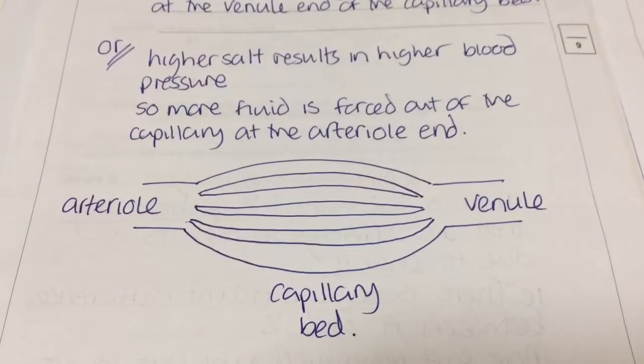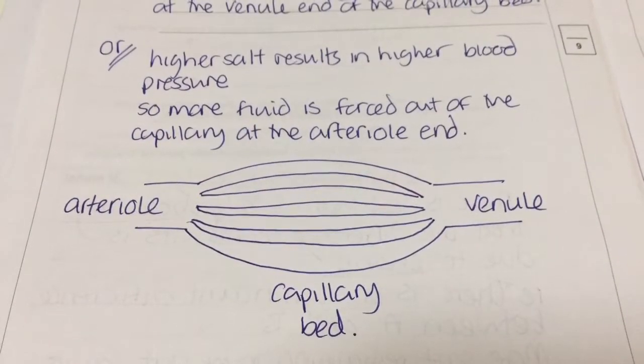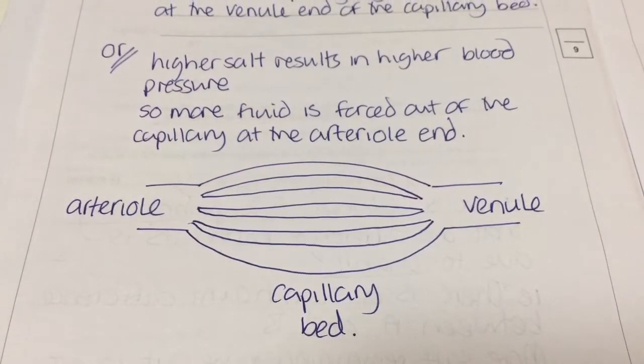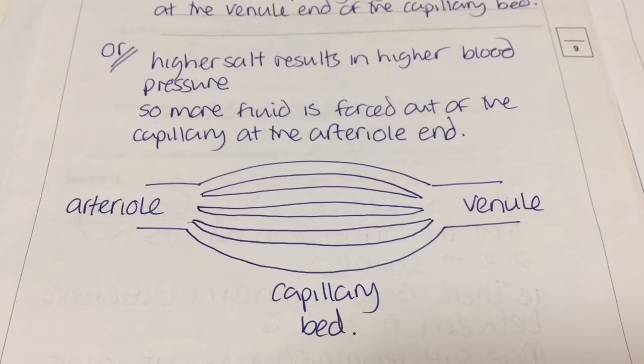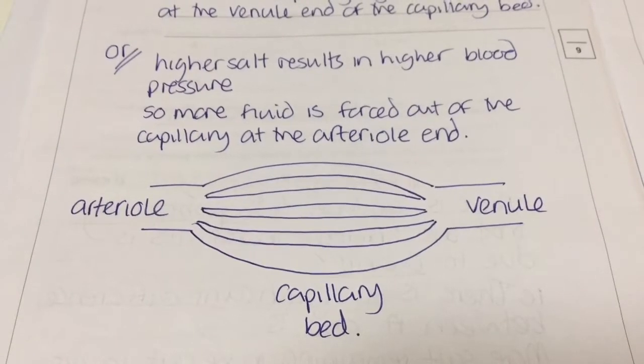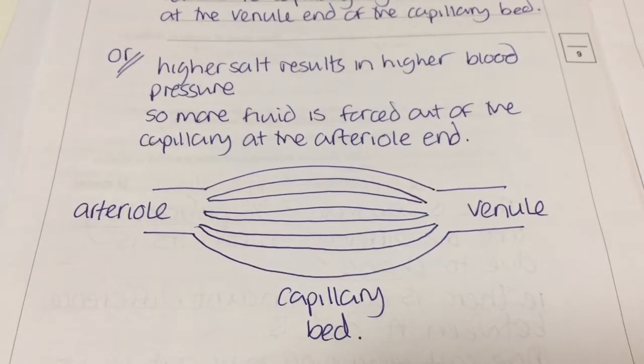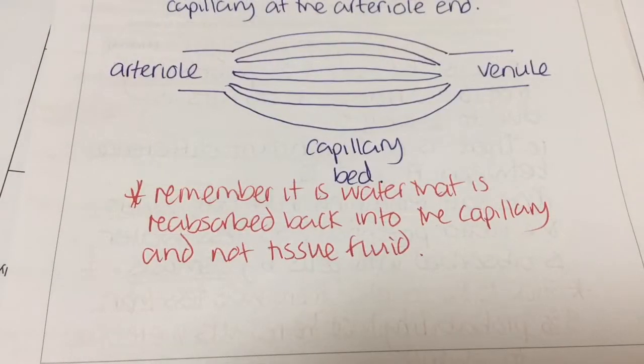Alternatively, we could have come from the other end of the capillary bed. We could have talked about the higher salt resulting in a higher blood pressure, so more fluid was forced out at the capillary end of the arteriole. Remember the structure of the capillary bed where we get the arteriole splitting into many capillaries and then reforming at the venule end.